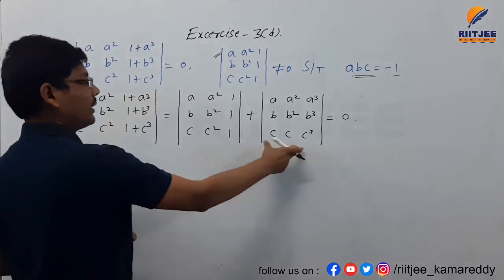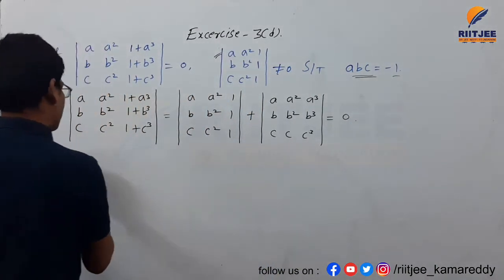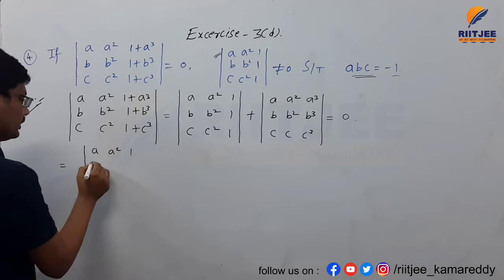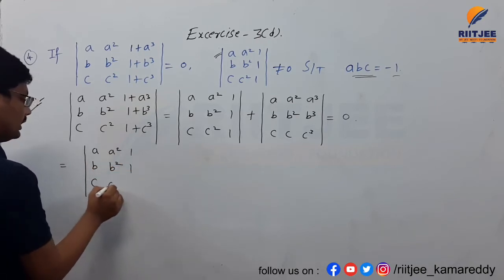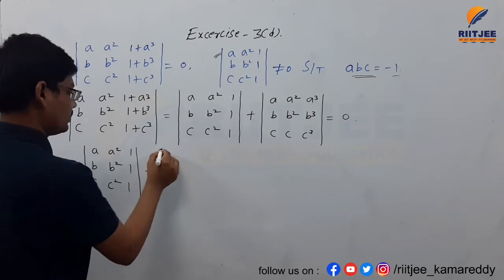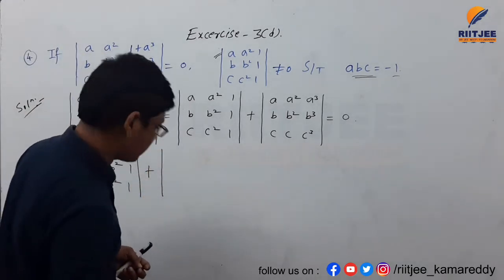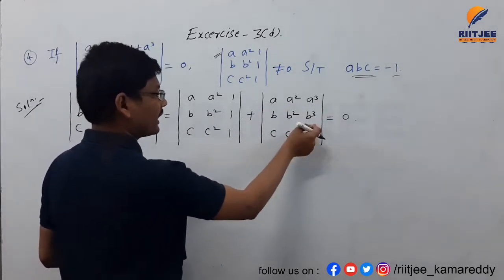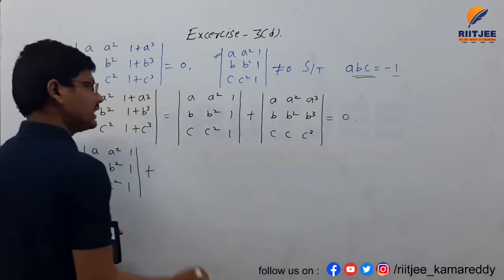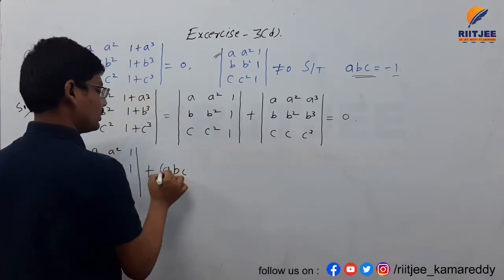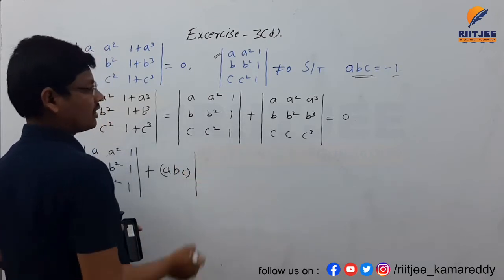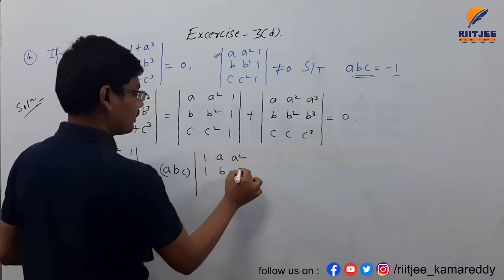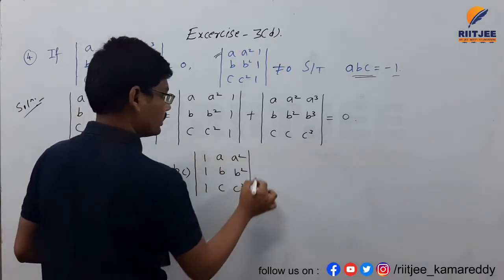And from this determinant I am taking abc as common. From this determinant, |a, a², 1; b, b², 1; c, c², 1| plus, from this row I am taking a as common, from this row I am taking b as common, from this row I am taking c as common. So combinedly we can take abc as common. Here 1, a, a²; 1, b, b²; 1, c, c² is equal to 0.